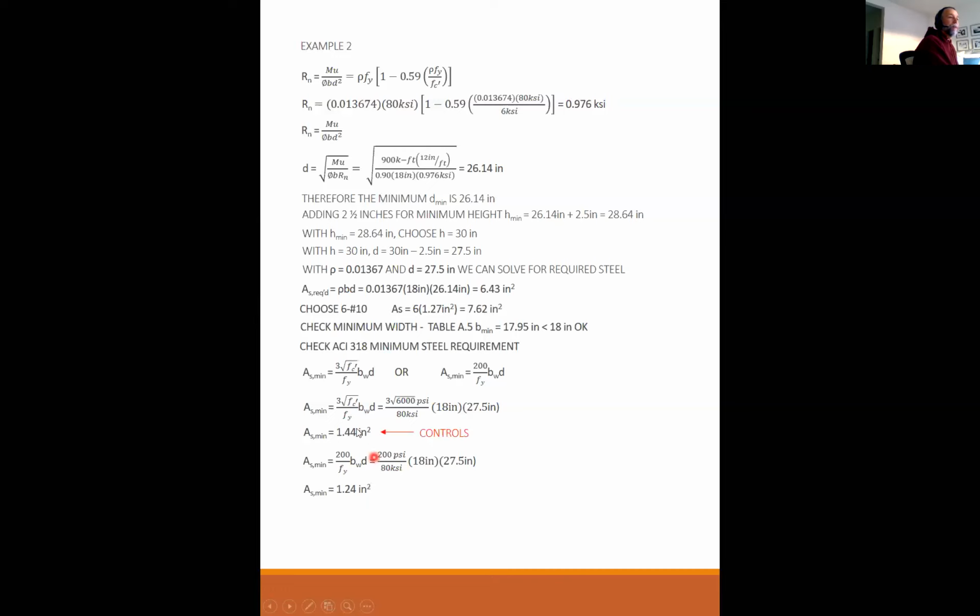Luckily for us, 6 number 10s does fit in 18 inches. I'm going to check my minimum steel requirement, and I have equation 1 or 2. Equation 1 gives me 1.44 inches squared. Equation 2 gives me 1.24, so equation 1 controls, and 1.44 is far less than 7.62, so no problem with minimum steel. But we still have to do this check.